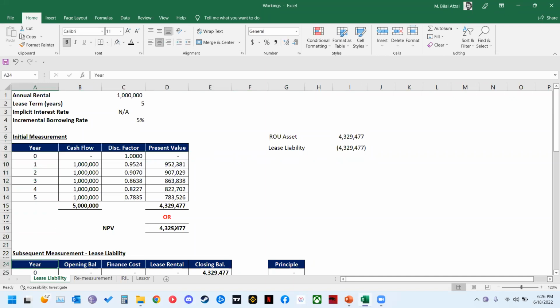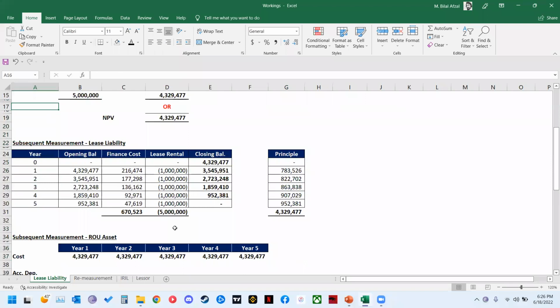Now, once you're done with this, in every year, that lease liability portion would be unwound with the amortization table, and this would be depreciated over the lease term. So in this case, 5 years. So every year, this 4.3 million would be depreciated with an equal amount.